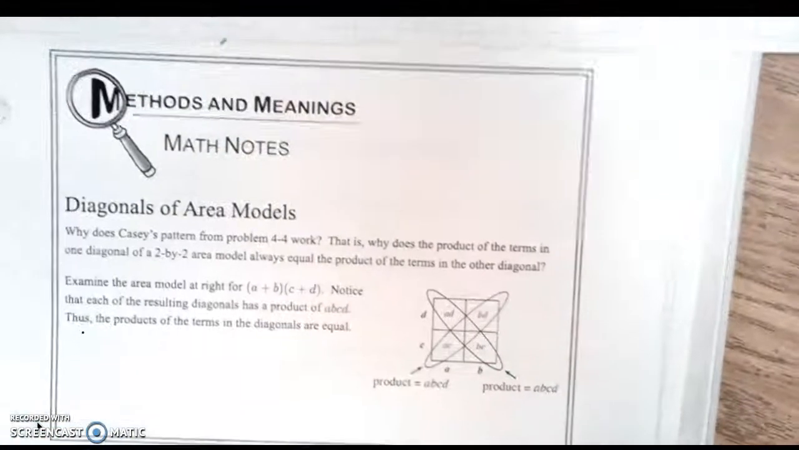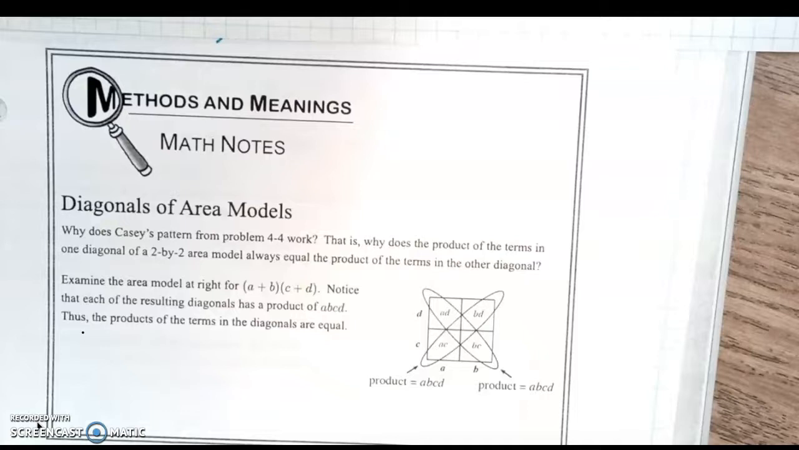And that is our math notes box. In the math notes box, here's what we have. And it tells us about the diagonals of the area model. So yesterday, we looked at a problem about Casey's pattern. So why does Casey's pattern from problem 4.4 work? That is, why does the product of the terms in one diagonal of a 2x2 area model always equal the product of the terms in the other diagonal?